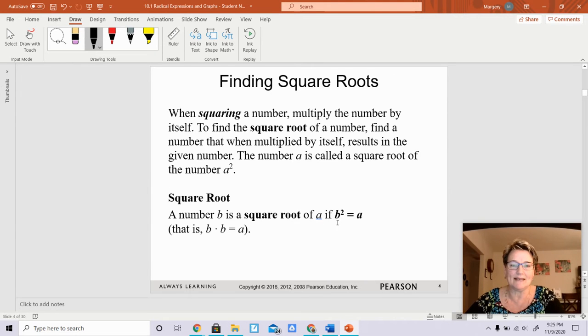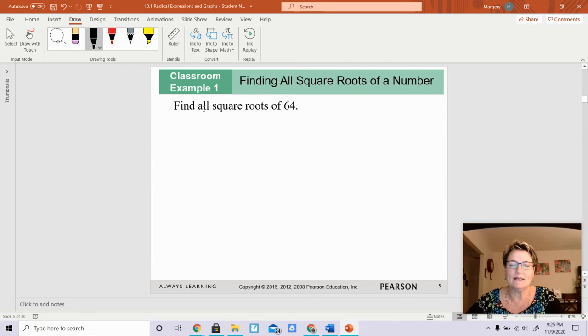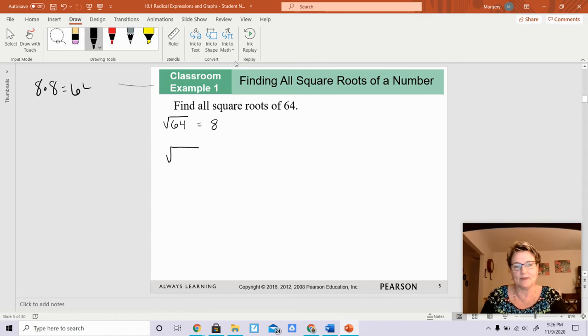So what we're going to do right now is jump over to where it says finding square roots. On example 1, find all square roots of 64. There's a couple ways to do this problem. If I ask you what the square root of 64 is, it is going to be 8 because that is a perfect square root. There is another way to write this as we all know that 8 times 8 is 64. So we know that 8 squared is 64.